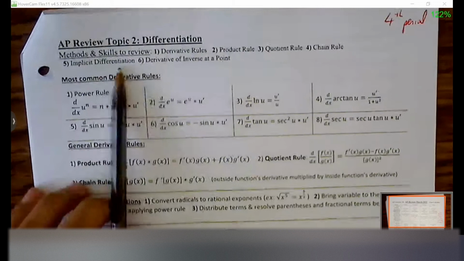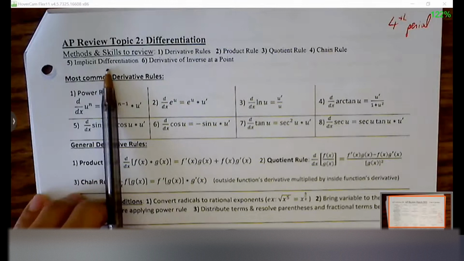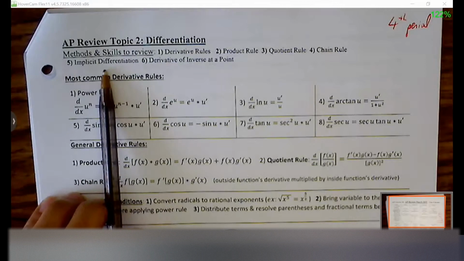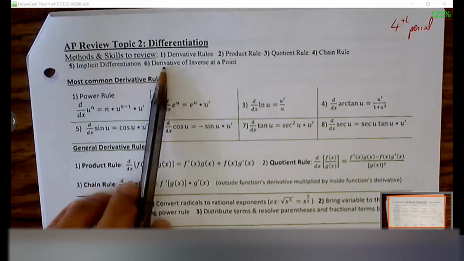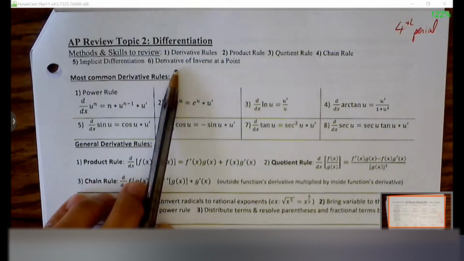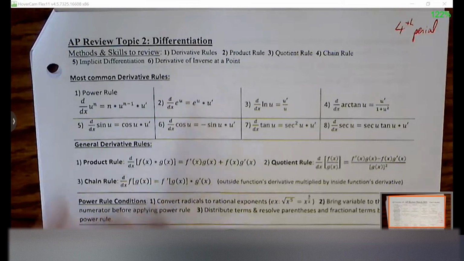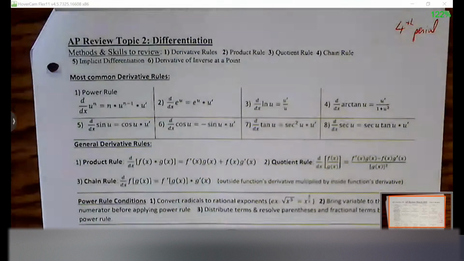And if I have something that is not quite a function, but still a smooth curve, if it doesn't pass a vertical line test, we can still find the derivative using implicit differentiation. And then we may not get to this today, but derivative of inverse at a point. Okay, so this is more like chapter 5 material, but I just merged some of the chapter 5 and 2 together since they're all kind of involving derivatives.